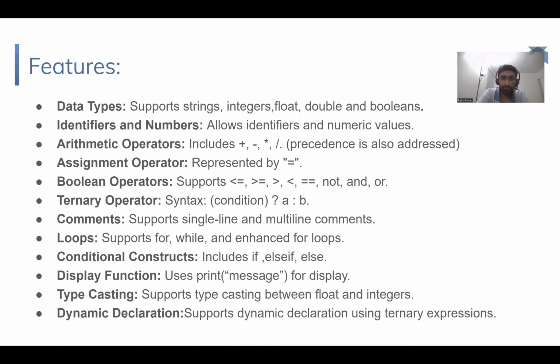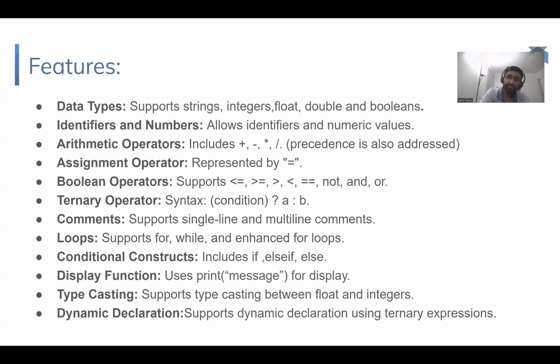We also have the ternary. The syntax is given here. In brackets, we have the condition, and then we have the true and false results, which are represented here as A and B. Then we also have comments and print statements as well. Comments are given with a hash, and the print statements for us are given in brackets and double quotes, as a display function.